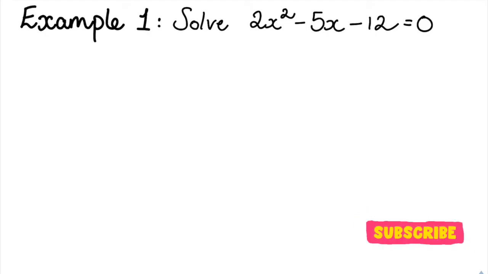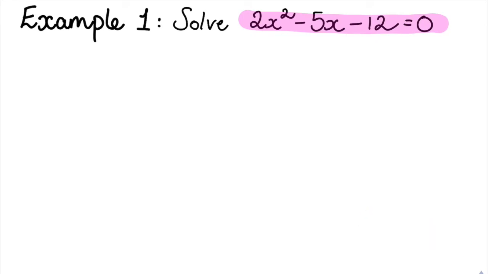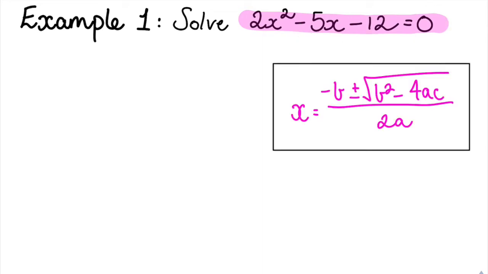In example 1, we are going to use our quadratic formula to solve this equation here. So essentially what we're looking for are values of x that will make this expression equal to 0. I'm going to pop down our quadratic formula to make this problem easier to work through.